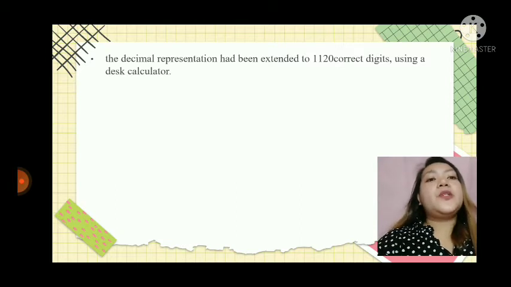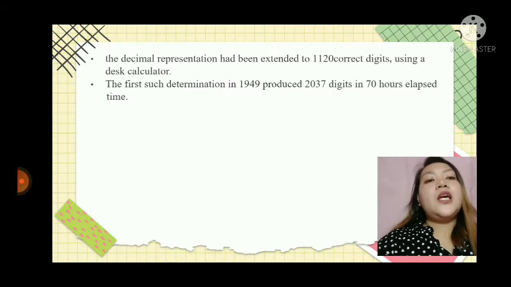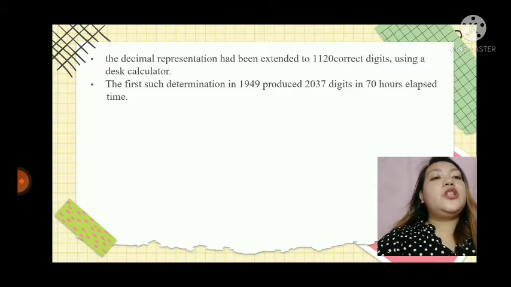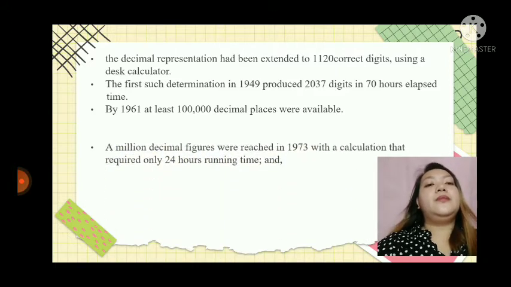The decimal representation was then extended to 1120 correct digits using a desk calculator. The first such determination by electronic computer, in 1949, produced 2037 digits in 70 hours elapsed time. By 1961, at least 100,000 decimal places were available.